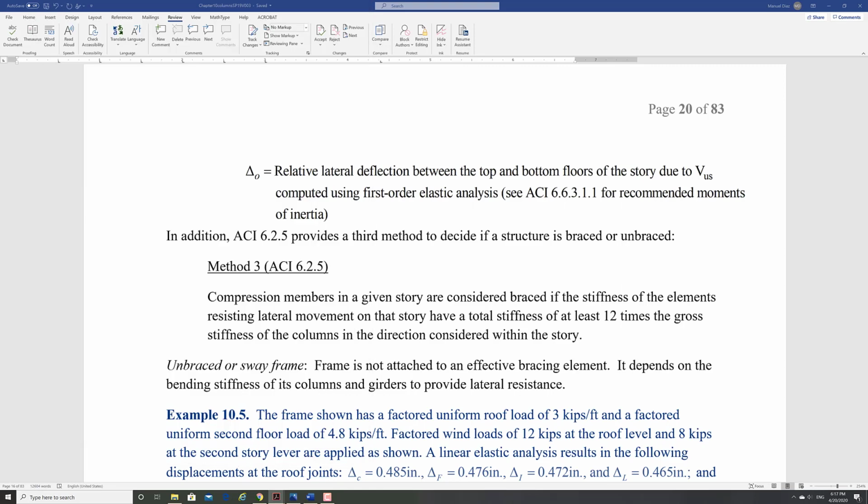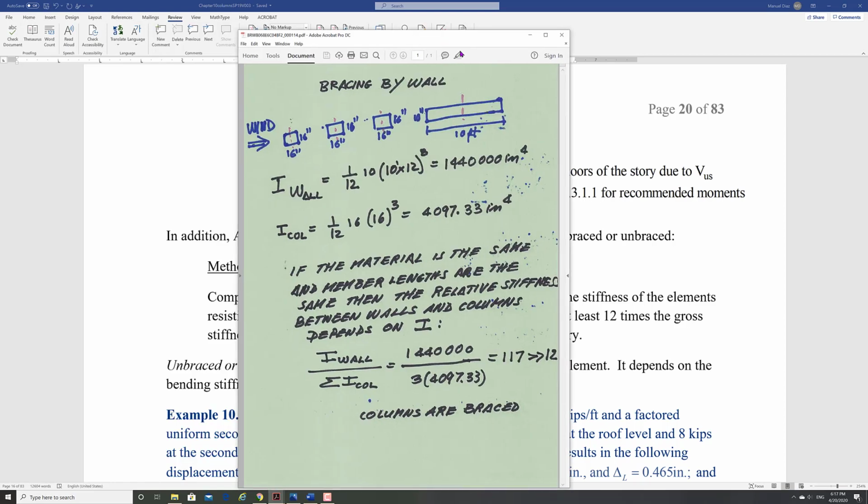So for that one, I did another drawing for you. So these are my excellent drawings, right? Here you have a column 16 by 16, another column 16 by 16, another column 16 by 16, and then your wall. So you're looking at the cross sections in a given story. Column, column, column, and wall. So what they're saying is, this is the member that is bracing everything. So you're going to find the stiffness of this member.